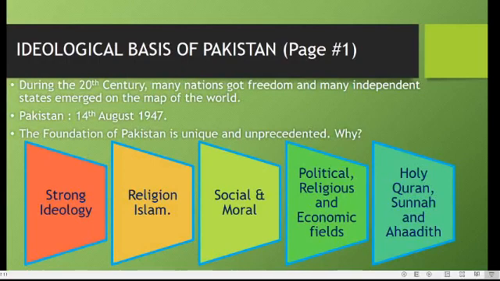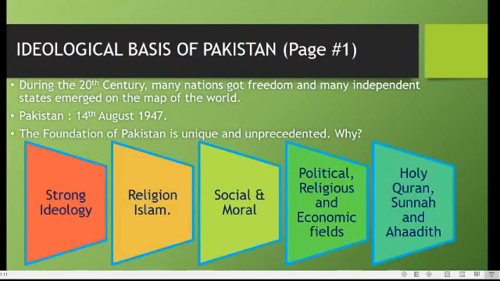And what is the significance of this ideology? Because it affects every aspect of our life, whether it's the social, moral, political, religious or economic sphere. Islam affects every aspect of our life.